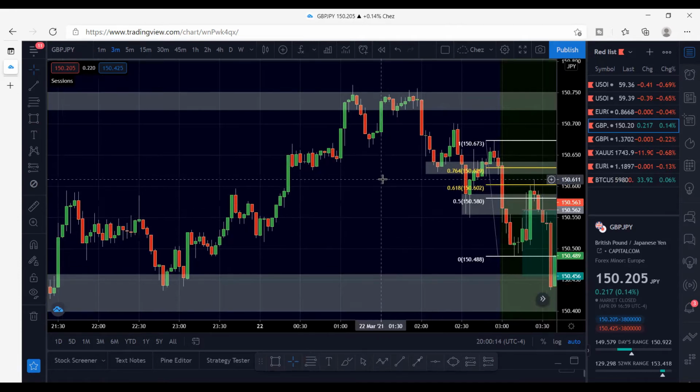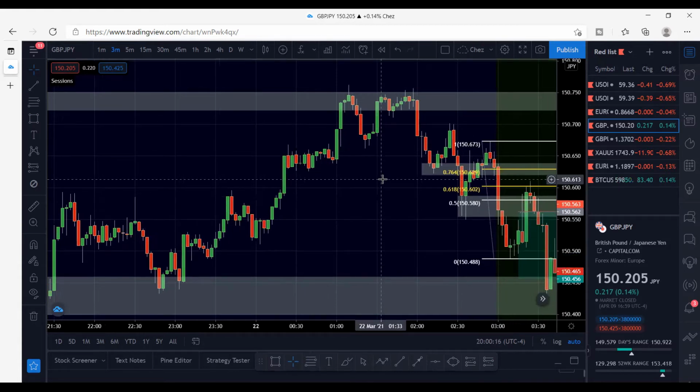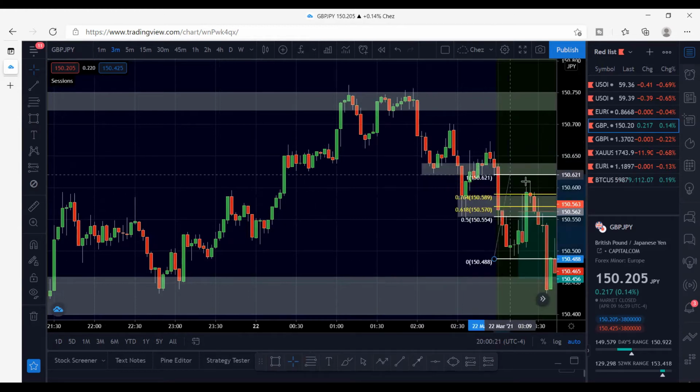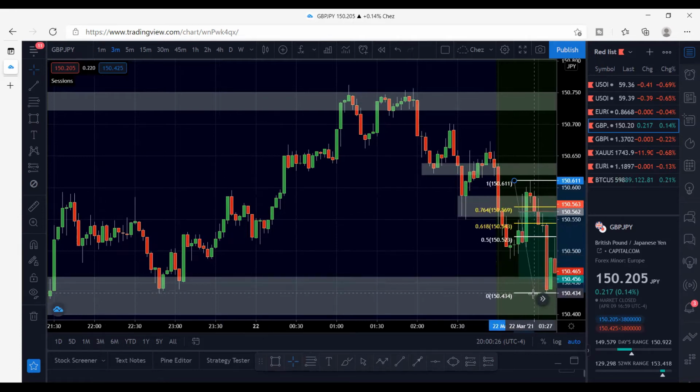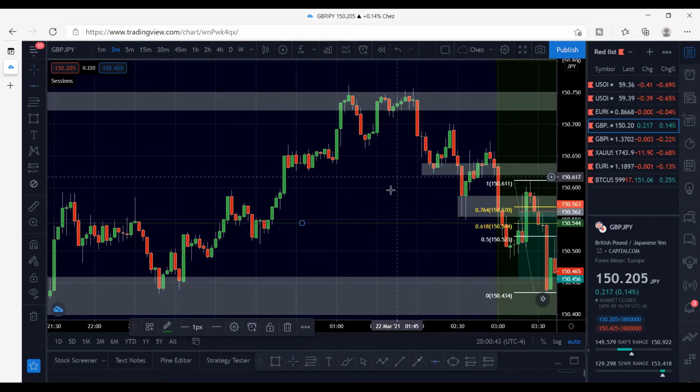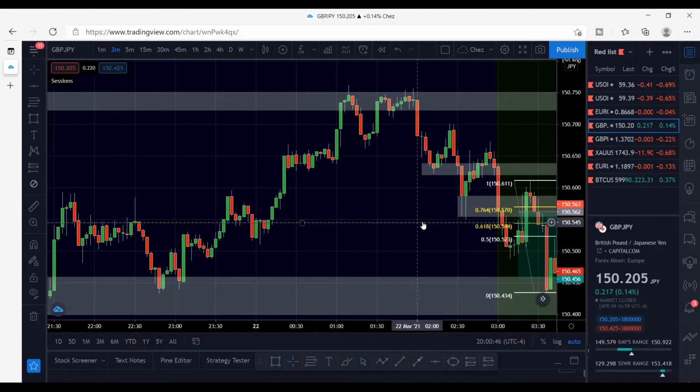Trailing our stops. Okay, that might be some kind of rejection. Let's draw our fibs from this point right here to this point right here. It's a rejection of the 50. So let's just put a horizontal line there. Let's move our stuff to right there. So this line is acting as our stop loss now. So stop loss is in profit now.